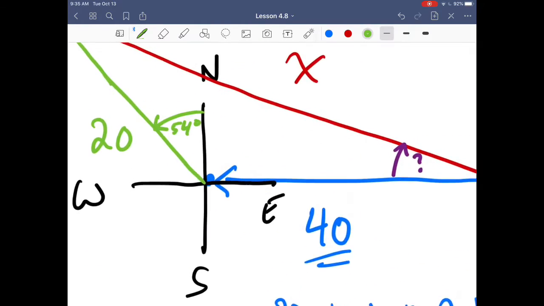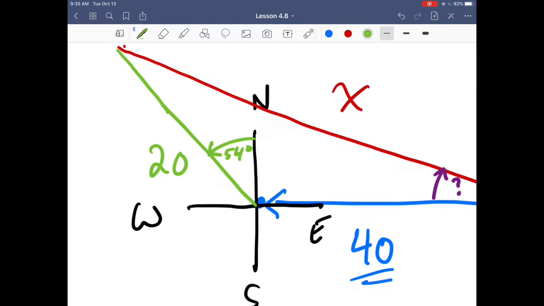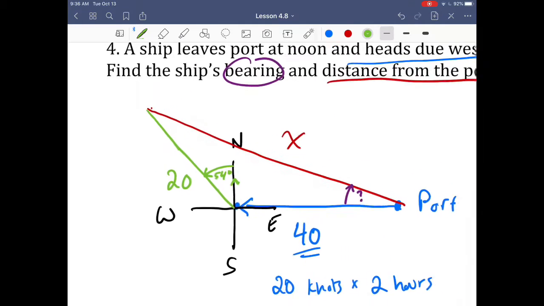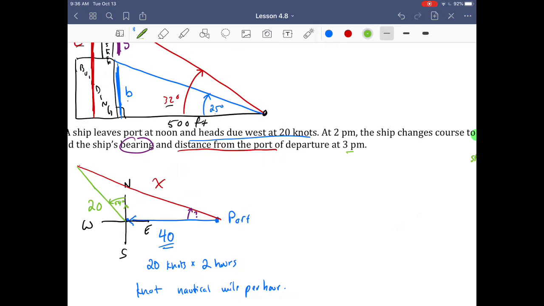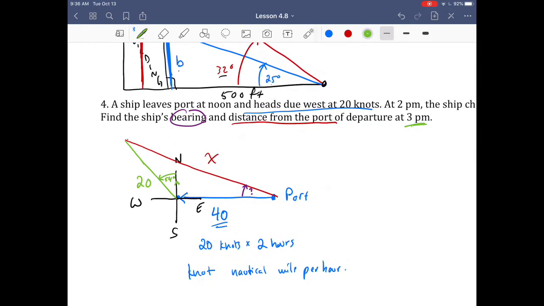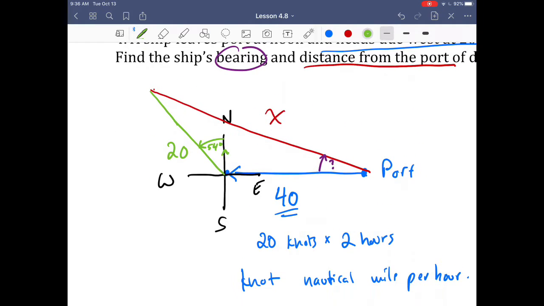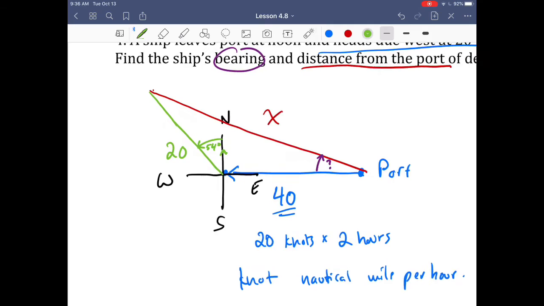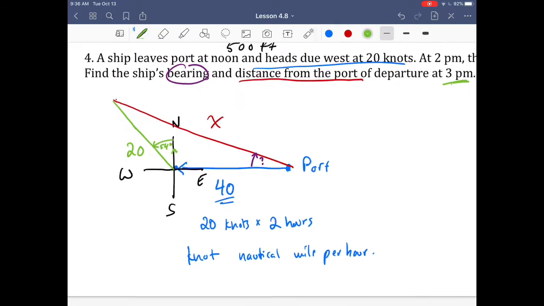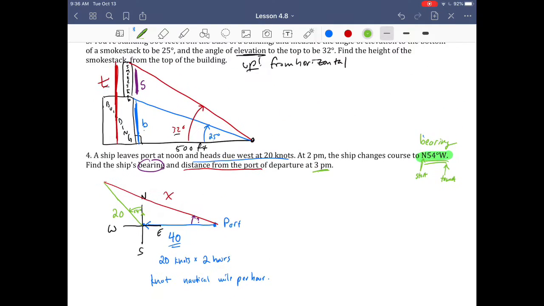So to draw the bearing north 54 degrees west, you start by facing north and you rotate 54 degrees towards the west, which would be this guy. Then travel for one additional hour because we're ending at 3 p.m. The distance from the port would be represented by x. The bearing to the port would be represented by the purple angle. So take a few minutes, maybe that's helpful, and then revisit when you want to go.